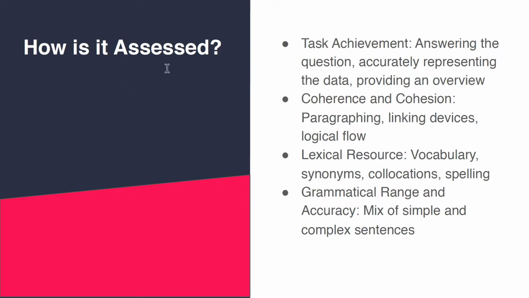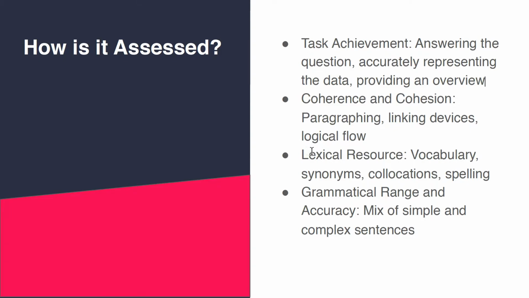How is it assessed? When you write your script, the examiner is looking at 4 things. The first one is task achievement, and basically what that means is answering the question and accurately representing the data. A very important element of that is providing an overview, which we're going to go into detail about shortly. The next one is coherence and cohesion. This really just means paragraphs and linking devices. So the examiner is looking to see if your report flows logically from one part to the next.